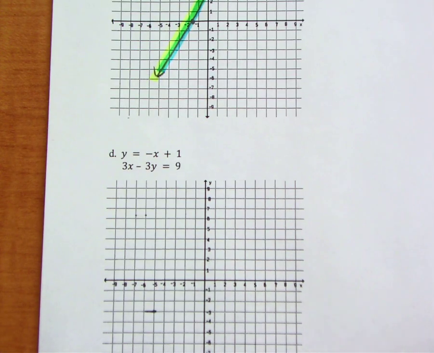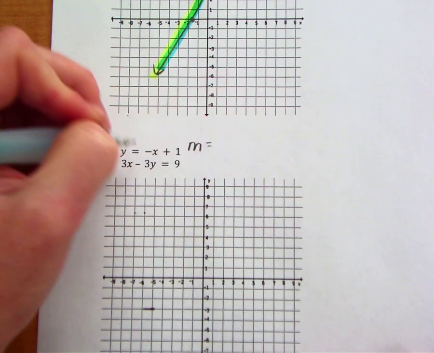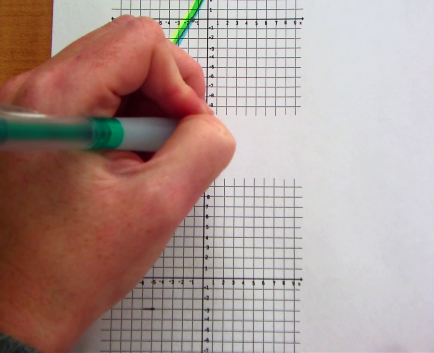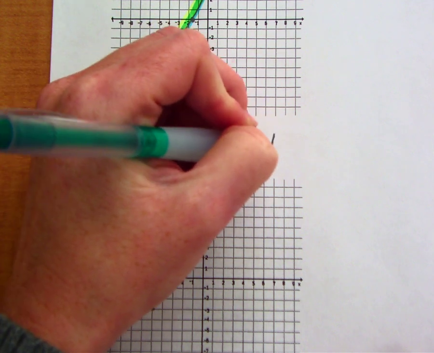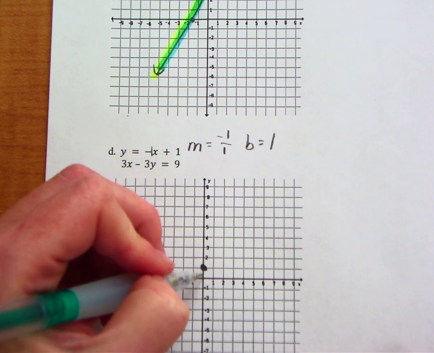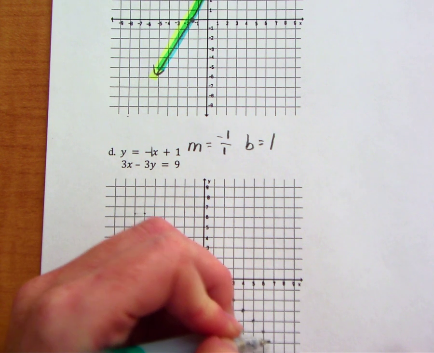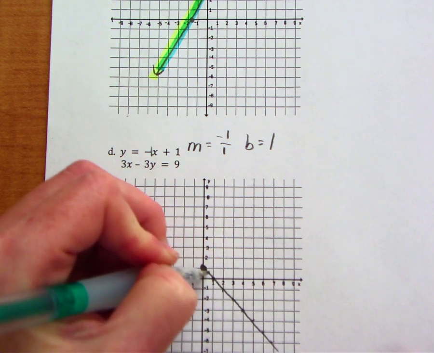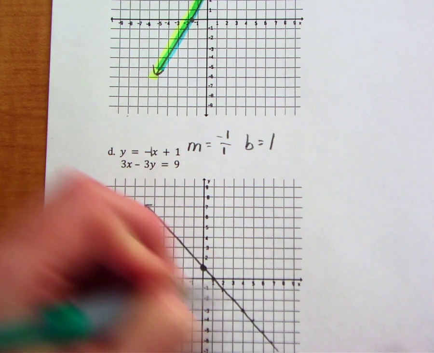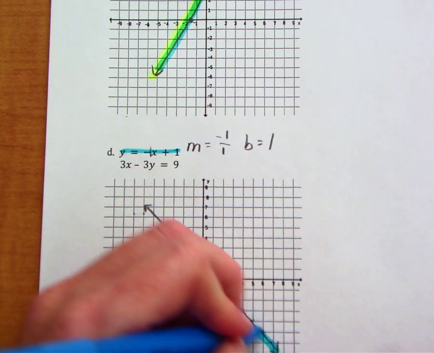One more. The first equation for this one is in slope-intercept form. So again, I'm going to identify my slope. It's -1 over 1, and my y-intercept is 1. So I'm going to begin at the 1 on the y-axis, and I'm going to go down 1 and over 1. So we have a set of points. We connect our points with a nice straight line, and that's going to be my first equation.